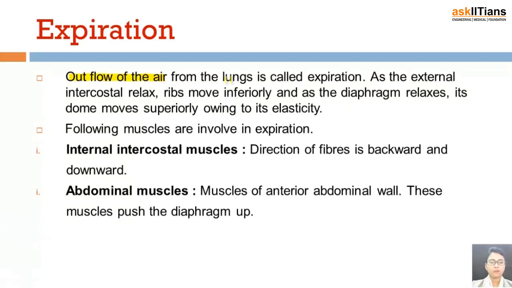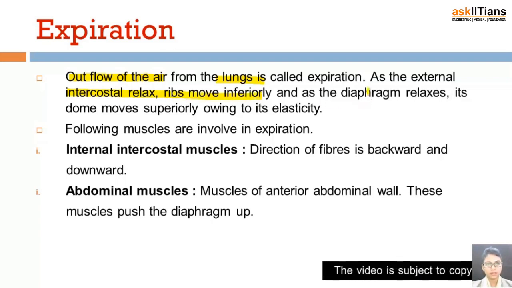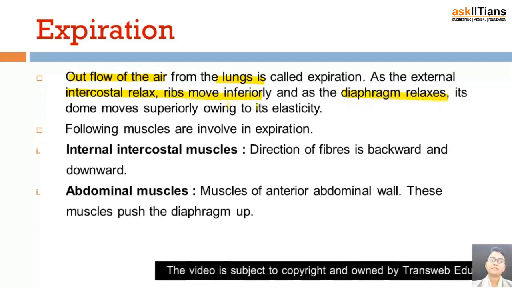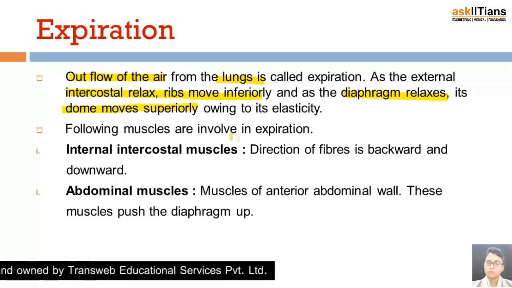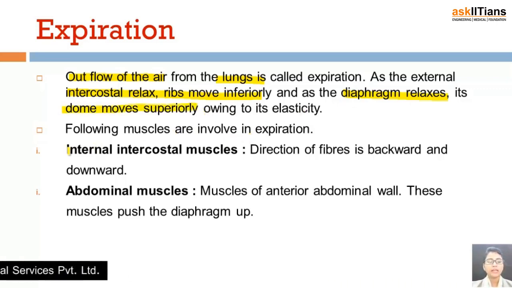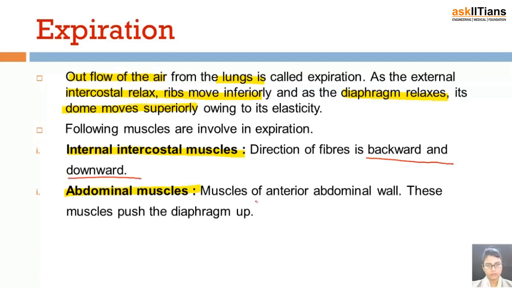Outflow of air from the lungs is called expiration. What is happening? External intercostal muscles relax, ribs move inferiorly, the diaphragm relaxes, its dome moves superiorly, and the muscles involved in expiration are internal intercostal muscles and abdominal muscles. What is the direction of internal intercostal muscles? It is backward and downward.